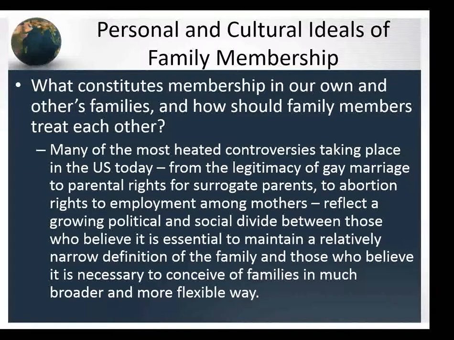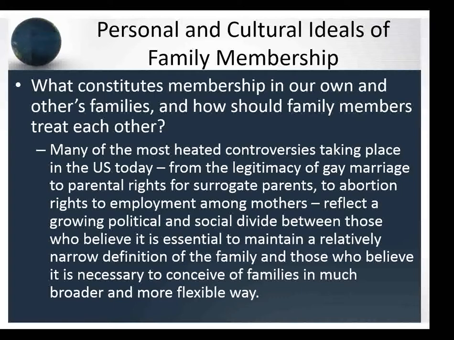All right. So then, what constitutes membership in our own and others' families, and how should family members treat each other? It's one of the common questions that we have to answer when we start talking about families. And this is also the source of one of our most heated debates. From the legitimacy of gay marriage to parental rights for surrogate parents to abortion rights to employment among mothers, all of these things reflect a growing political and social divide between those who believe it is essential to maintain a relatively narrow definition of the family and those who believe it is necessary to be much broader and more flexible.